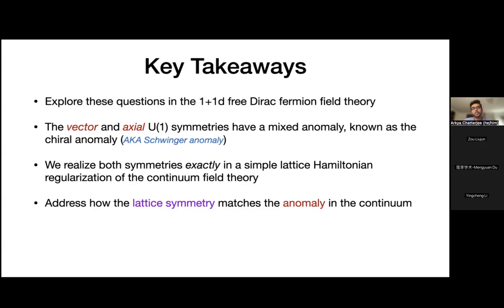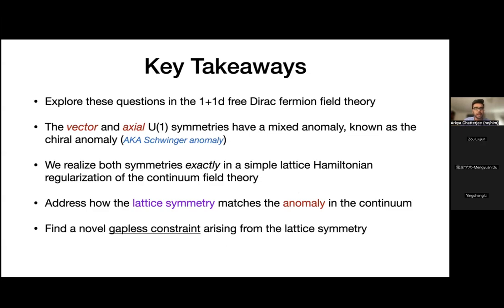So if you see an anomaly in the infrared in the continuum field theory, there must be a way in which it's matched in the UV, or in the microscopic modeling. So we'll address this question along the way, and in the end, we'll find a novel kind of gapless constraint arising from the lattice symmetries, which will be reminiscent of the kind of constraints that anomalies give in the continuum field theory.